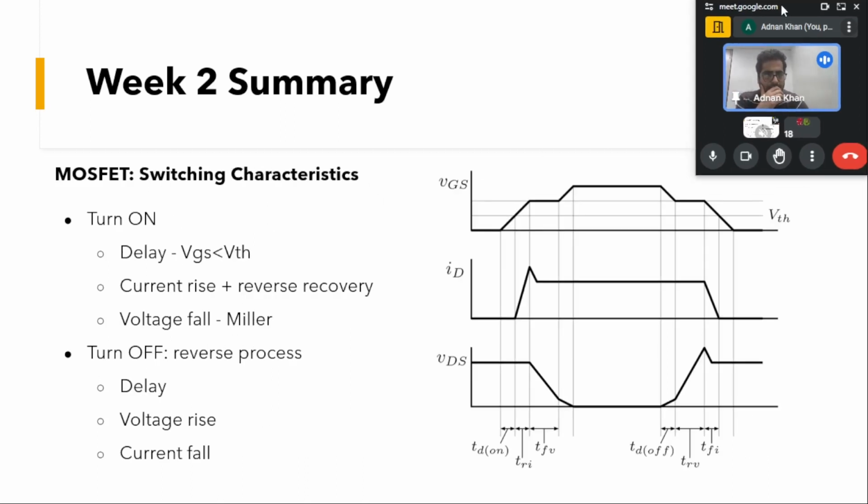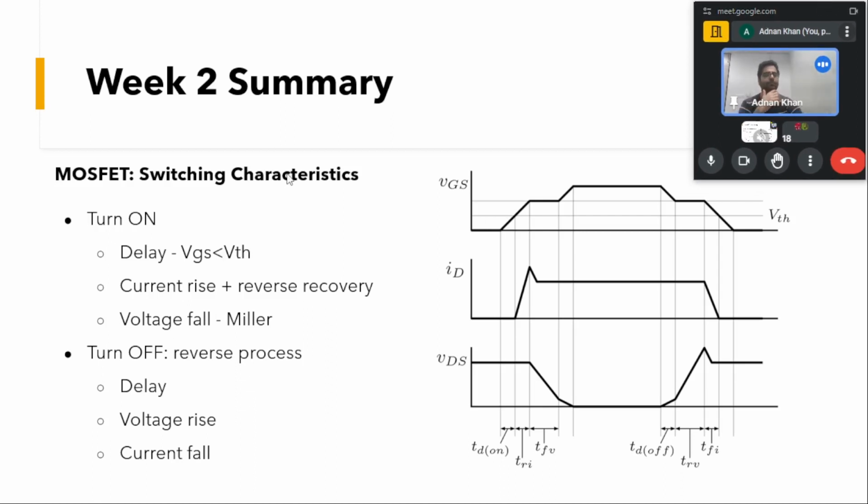Now we can see the switching characteristics of the MOSFET here as well. At the top is the gate-source voltage. Earlier our switch is in the blocking state, blocking some voltage VDS. Now we want to turn on our device. We know our MOSFET is a voltage control device, and it won't turn on until we provide the gate-source voltage.